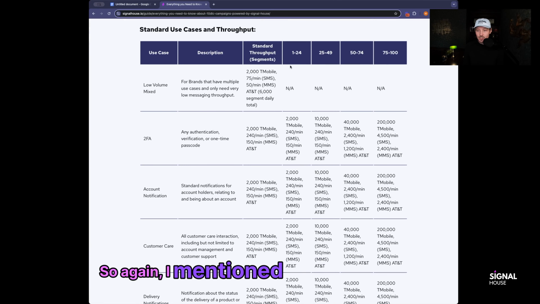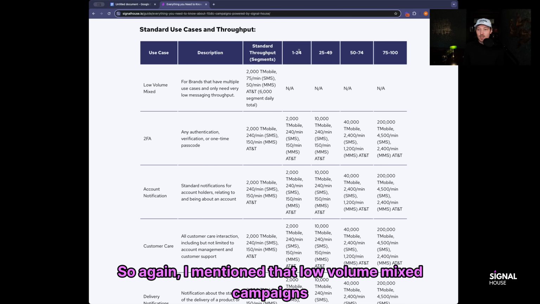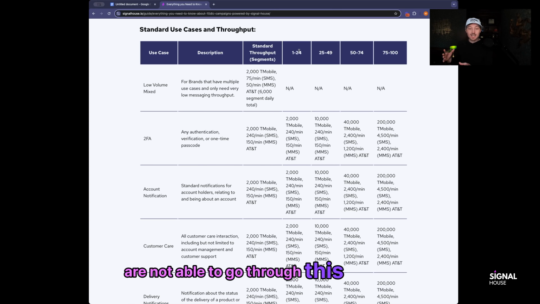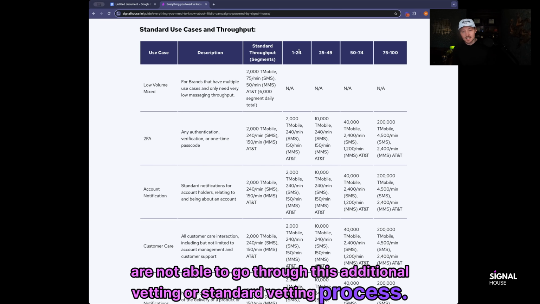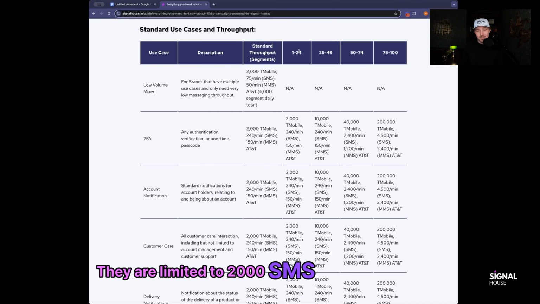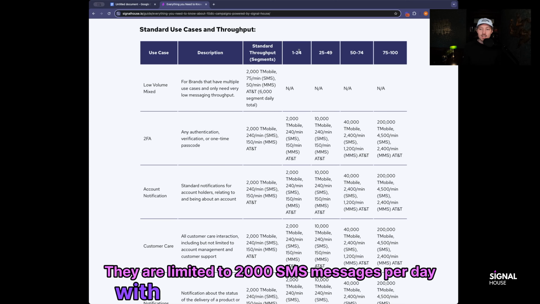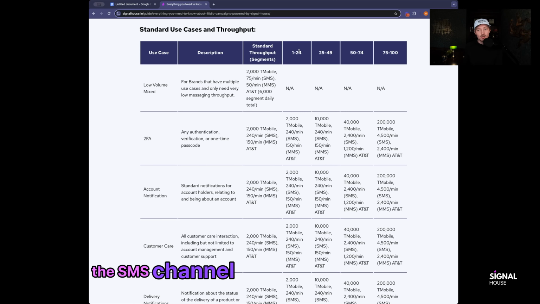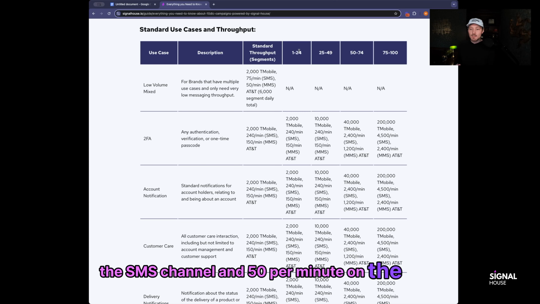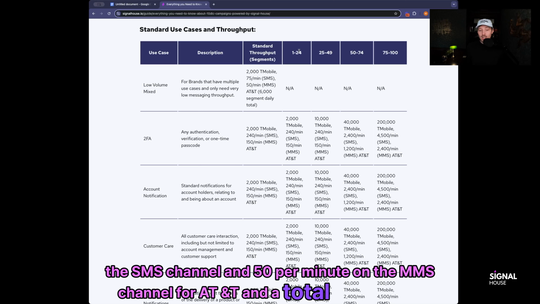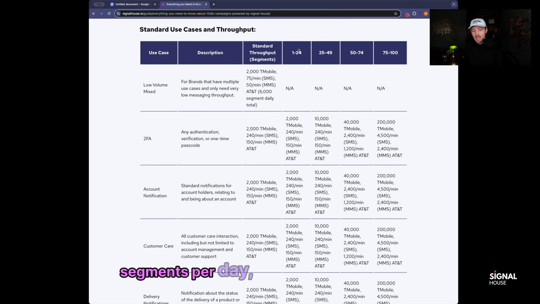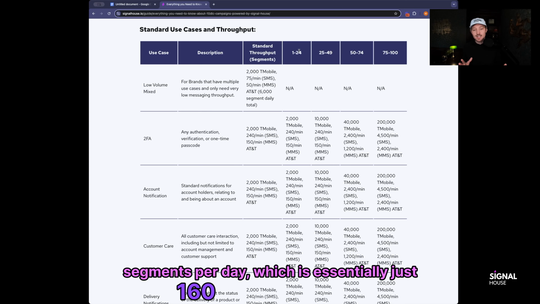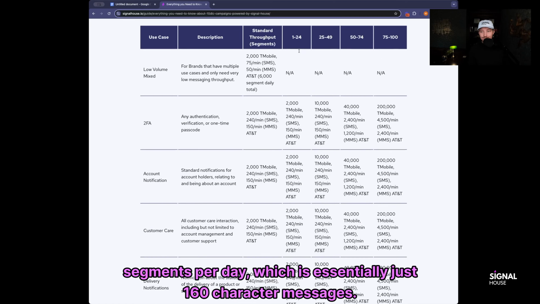So again, I mentioned that low volume mixed campaigns are not able to go through this additional vetting or standard vetting process. They are limited to 2,000 SMS messages per day with T-Mobile, 75 per minute with AT&T on the SMS channel, and 50 per minute on the MMS channel for AT&T, and a total limit of 6,000 segments per day, which is essentially just 160 character messages.